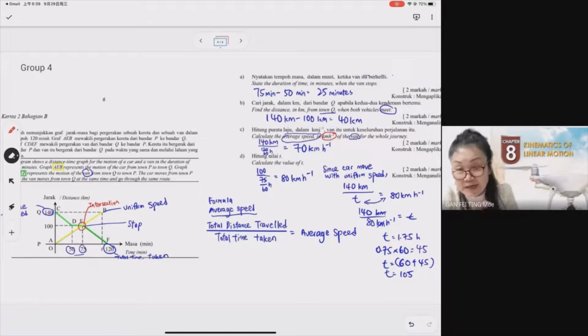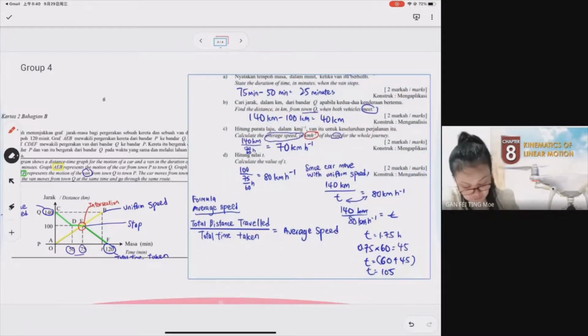I did explain this earlier, when I was on this topic. So the final time, the finishing time, is 75. The initial time, the time that they start, is 50 minutes. So your working is perfect, and you get 2 marks. Very good. Congratulations. Okay, next, B.